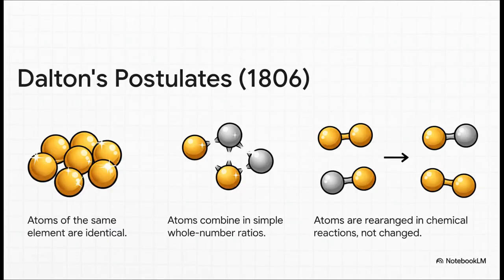Dalton's whole theory was built on a few core rules. He said, first, all atoms of a specific element, let's say gold, are completely identical. Second, they combine in simple, predictable ways to make all the stuff around us. And third, in a chemical reaction, they're just getting rearranged, kind of like Lego bricks. You're not creating or destroying them. This idea was the bedrock of chemistry for nearly a century.